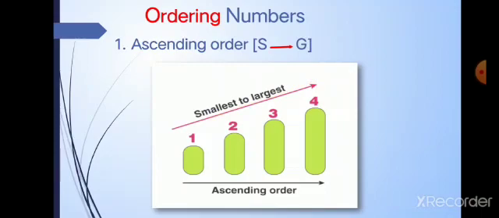When we talk about forward counting, this order is ascending order. From ascending order, we start counting from smallest to greatest. As you can see here, 1 is the smallest number, then 2, then 3, 4 and so on. So it goes upward. When we go upward, it means this is ascending order.